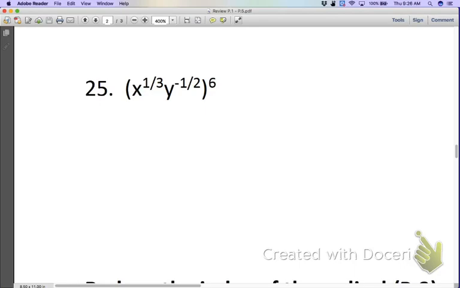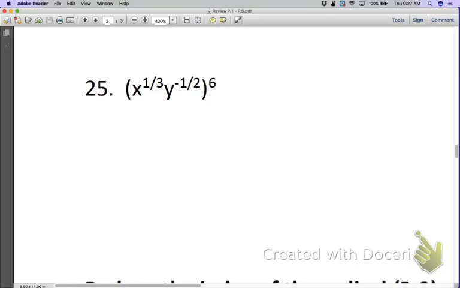All right, 25, again, first things first: can I combine anything inside the radical? I have x to the 1/3 and I have y to the -1/2. Since you have a negative, if you want, you can put that y to the -1/2 on the bottom side. It's completely up to you.